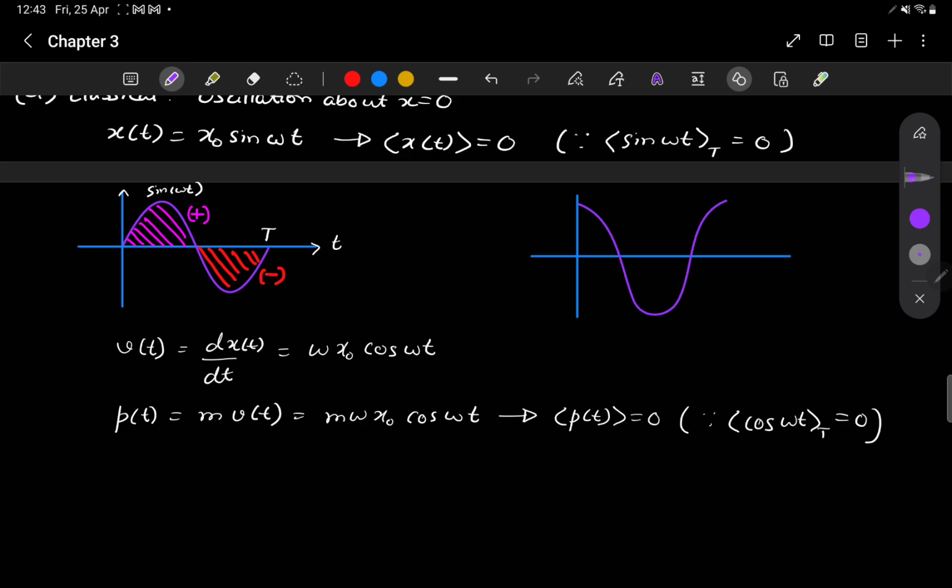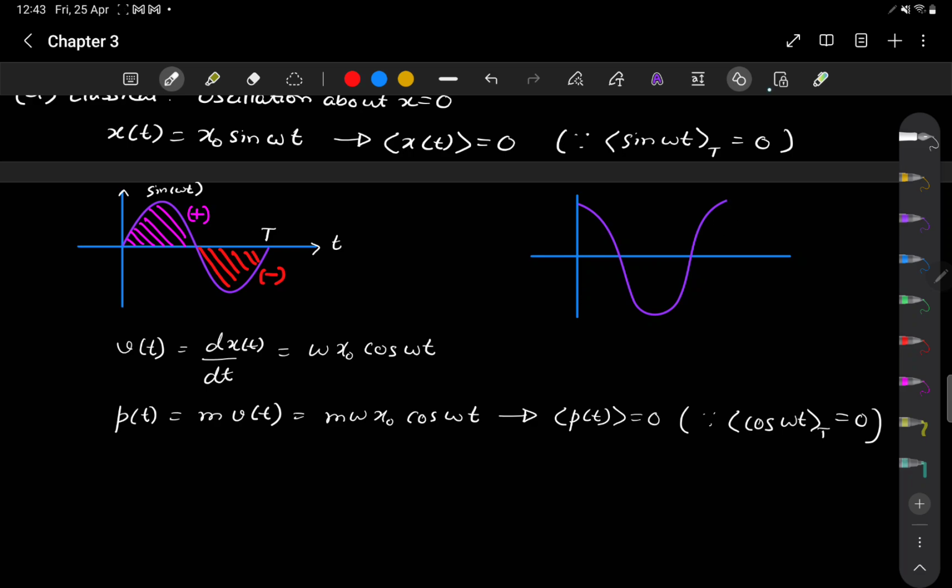This is the cosine function over one time period. This is the time axis, and this is cosine of omega t. And once again, you see that the part above the x-axis, these two segments, is exactly the same as the part below the x-axis. This is positive, and below the x-axis is negative. So the positive part is exactly the same as the negative part, and hence they cancel out upon integration.